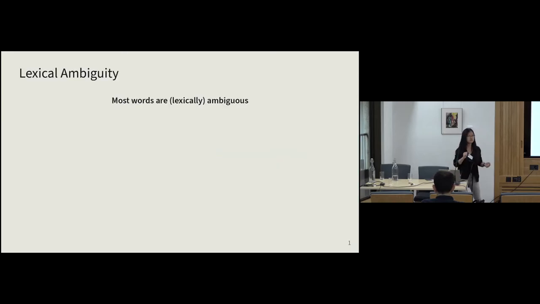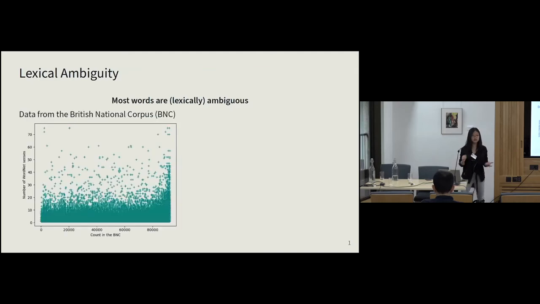As the title says, we're going to look at causal relations between meaning selection in different ambiguous phrases. First of all, we're starting with a very simple statement, which is that most words are lexically ambiguous. What this means is that most words in English can be interpreted at least two different ways, depending on the context. Here's some data from the British National Corpus.